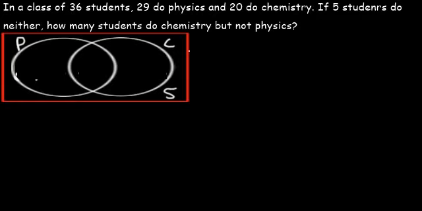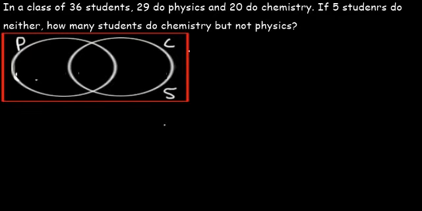Okay, so here is one. In a class of 36 students, 29 do physics and 20 do chemistry. If 5 students do neither, how many students do chemistry but not physics? Now, let the first circle over here denote those that study physics and the second one denote those that do chemistry.